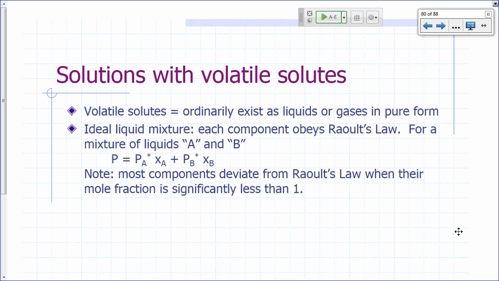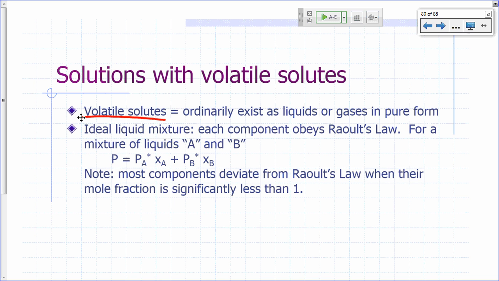So far, when talking about colligative properties, we've focused on solutions where the solutes are non-volatile. Now we're going to look at solutions where the solutes are volatile. And again, what did we say a volatile solute is? Something that's volatile ordinarily exists as a liquid or gas in pure form. The non-volatile solids would ordinarily be solids under ordinary conditions.